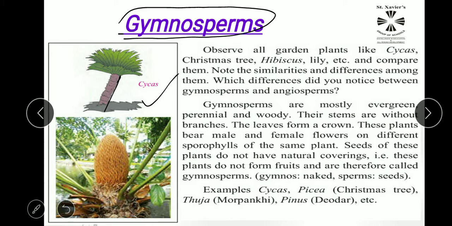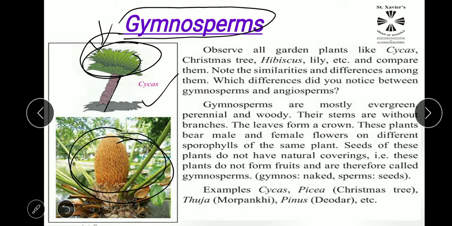Gymnosperm, when we talk about the leaves, form a crown at the top. When you see the picture from above, the upper surface looks like this, and it forms a crown. Students, in both cases we have a crown at the top.